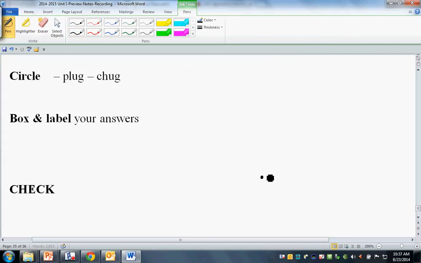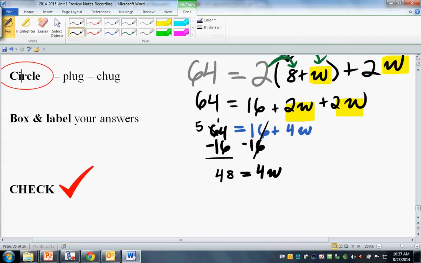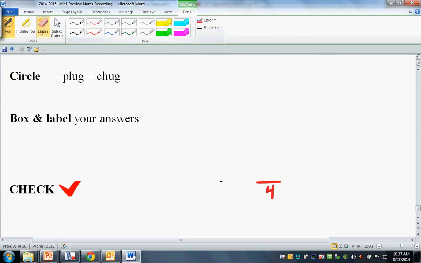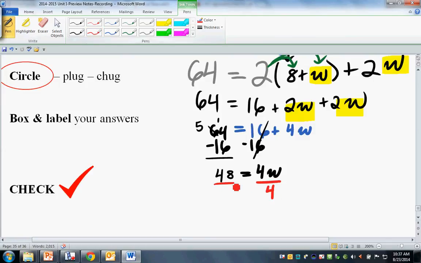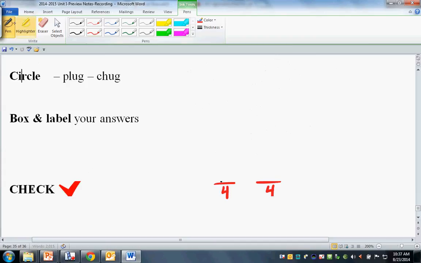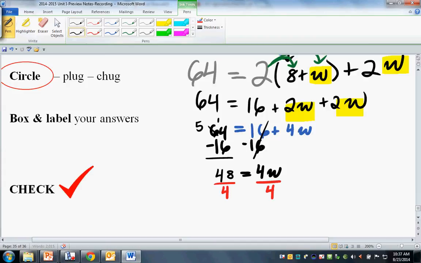End up with 48 equals 4w. Ready? Divide by 4. And then, of course, 4 goes into 48. 4 goes in there one time. 4 goes in there twice. So w equals, let's bring it over here, w equals 12.